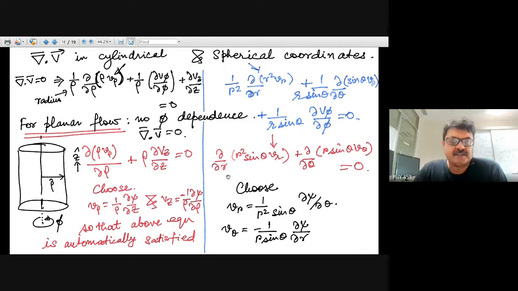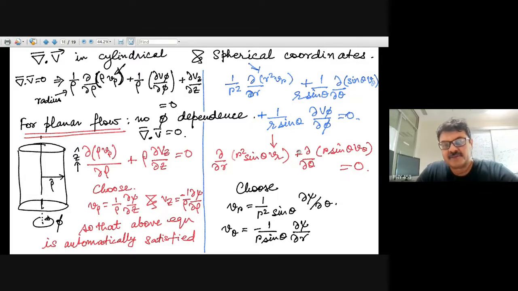And you can choose your v rho in terms of a stream function in cylindrical coordinates, so that this equation always holds true. And you can check that if you write v rho to be 1 by rho del psi del z, right, and vz to be minus del psi del rho, then this equation will be identically equal to 0.